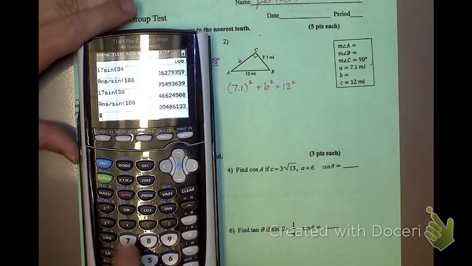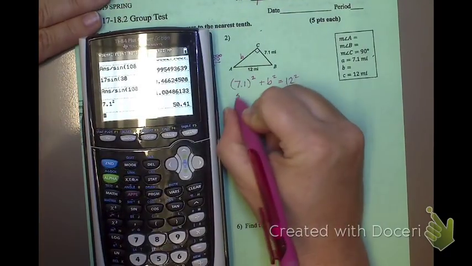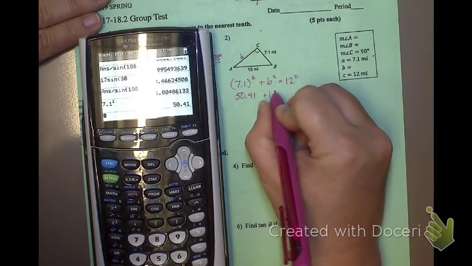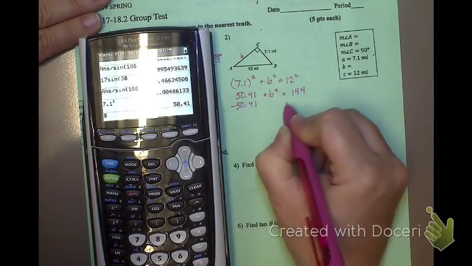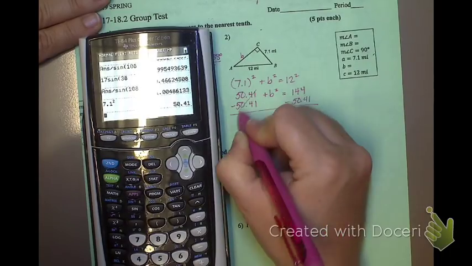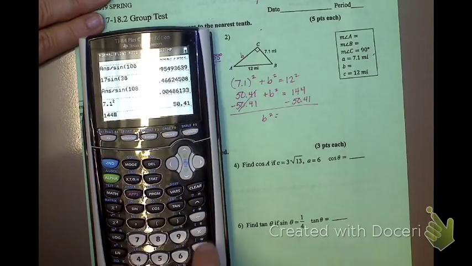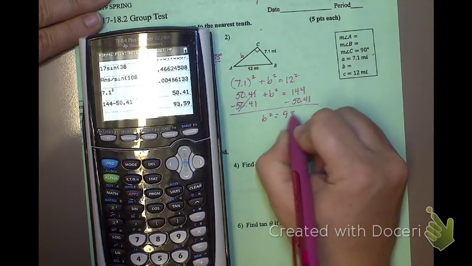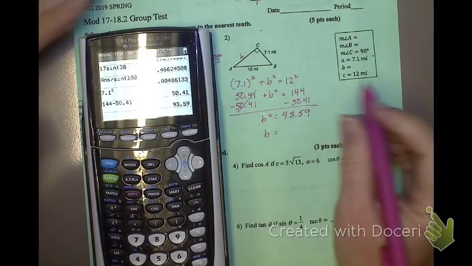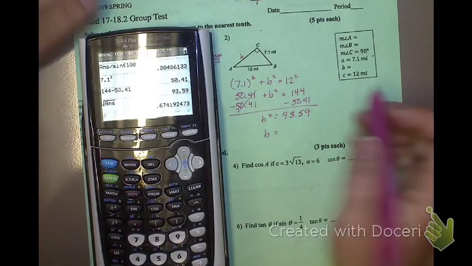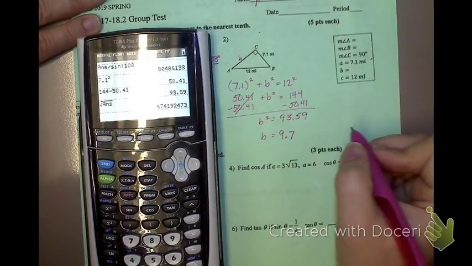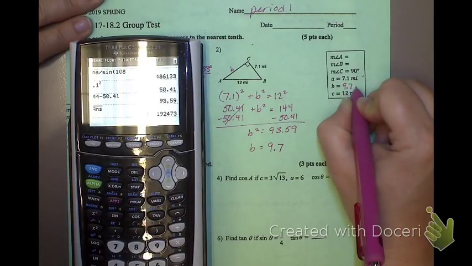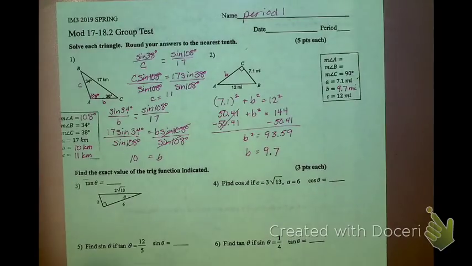So let's see, what's 7.1 squared? 7.1 squared is 50.41. And 12 squared is 144. I'm going to subtract 50.41. So b squared equals 144 minus 50.41, 93.59. So if I square root that, I'm going to do second square root, second answer. 9.67 rounds to what? 9.7. So I'm going to call this 9.7 what? Miles.